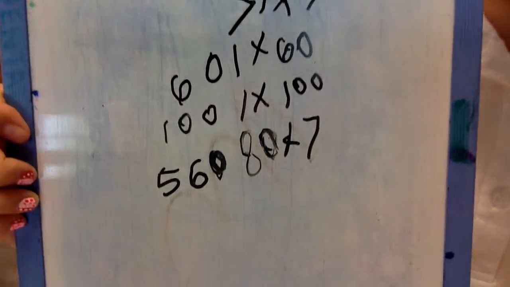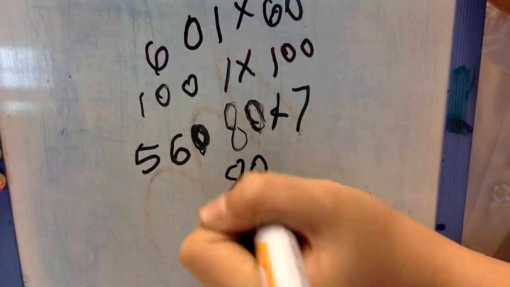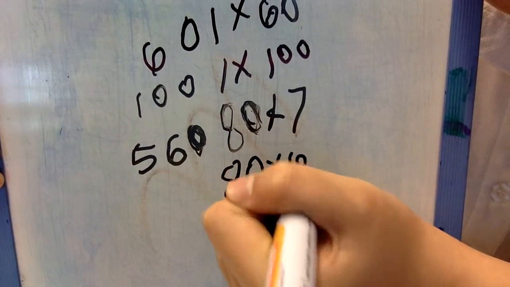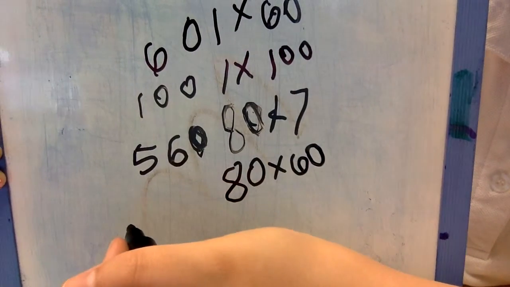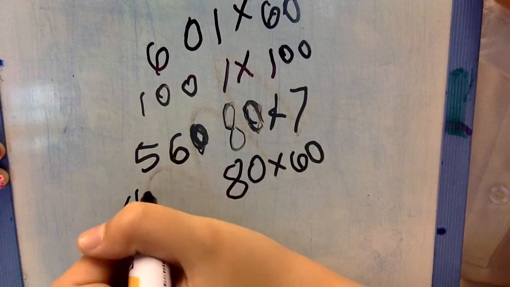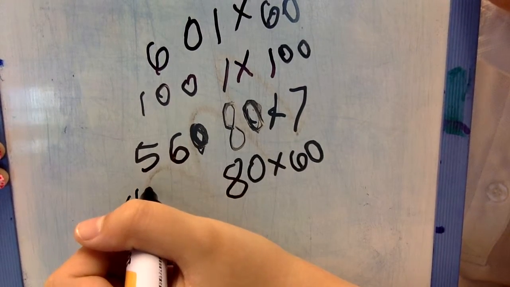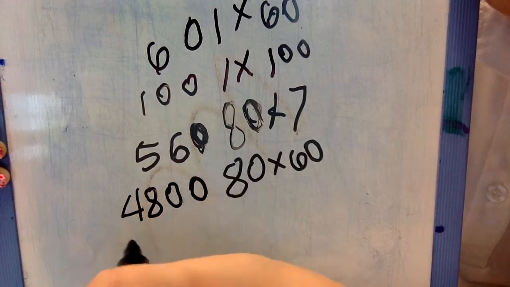The next, the 80 times 60. 80 times 60 is 480. Oh, I'm sorry. 80 times 60 is, as you know, 4,800. Because what we're doing is 80 times 60, and both of them are in the 10th place. Add 2 zeros to it. First, let's do 8 times 6, 48. Add 2 zeros, 4,800.